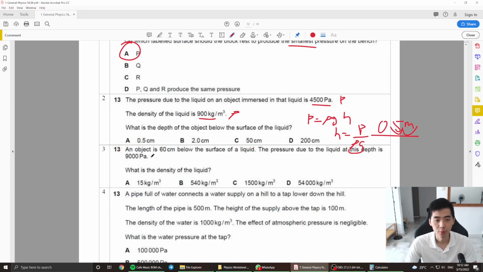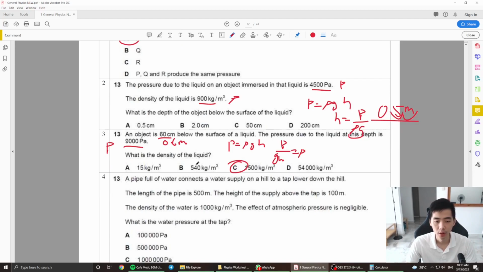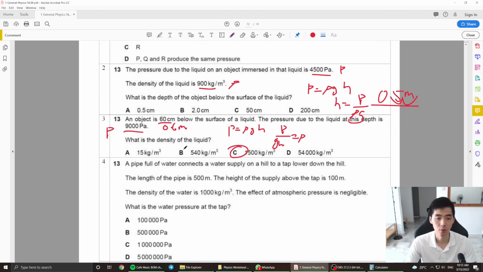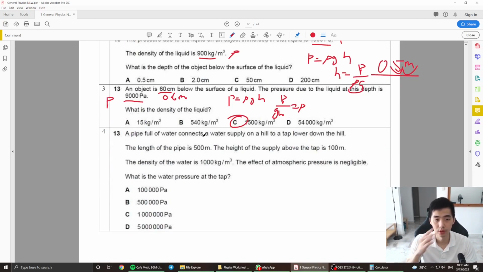Alright, then an object is 60 cm, which is 0.6 meters, below the surface of the liquid. The pressure due to the liquid at this depth is this amount. This is pressure. What is the density? Pressure, yet again, rho g h. Pressure over g h is equal to density. So it's 9,000 divided by 10 divided by 0.6 here. You'll get 1,500 kg per meter cube. Be careful with your units, guys. Always make sure you change it to the proper units.